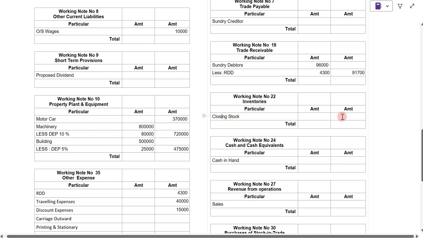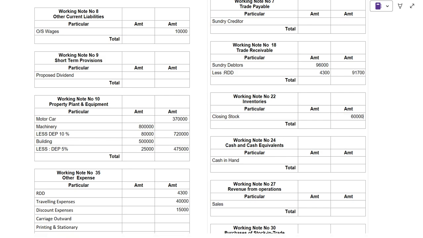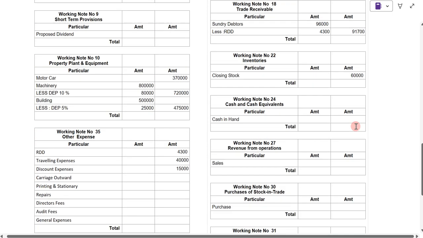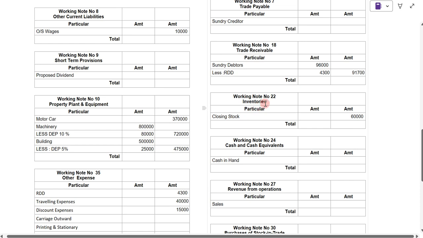Now the second effect of this closing stock you have to give in note number 22 in the inventory. So closing stock, that is 60,000. Clear? Opening stock in note number 31, 70,000, less closing stock 60,000, remaining 10,000. And the second effect of closing stock you have to give in inventories, that is note number 22, that is 60,000.